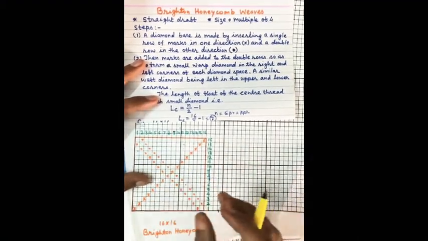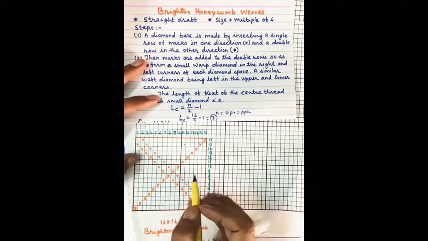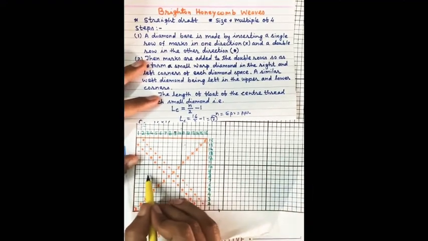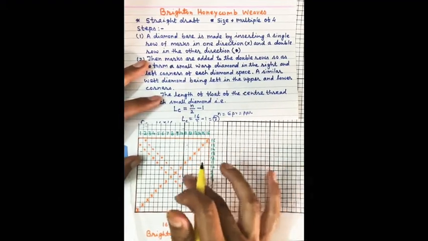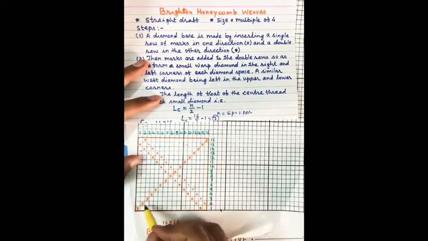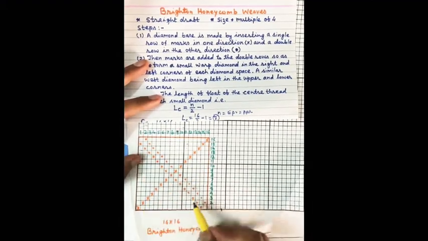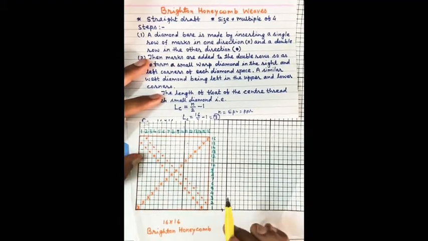So in this way we are creating two diamond spaces formed by this left and right part, and this is the upper and lower part of the diamond. So one diamond by this, and another diamond by this and this. So two diamond spaces.